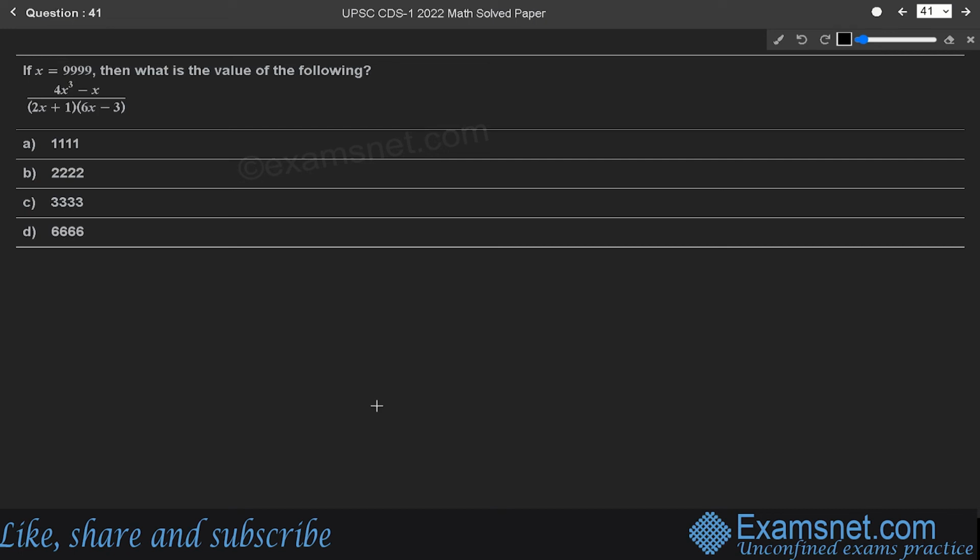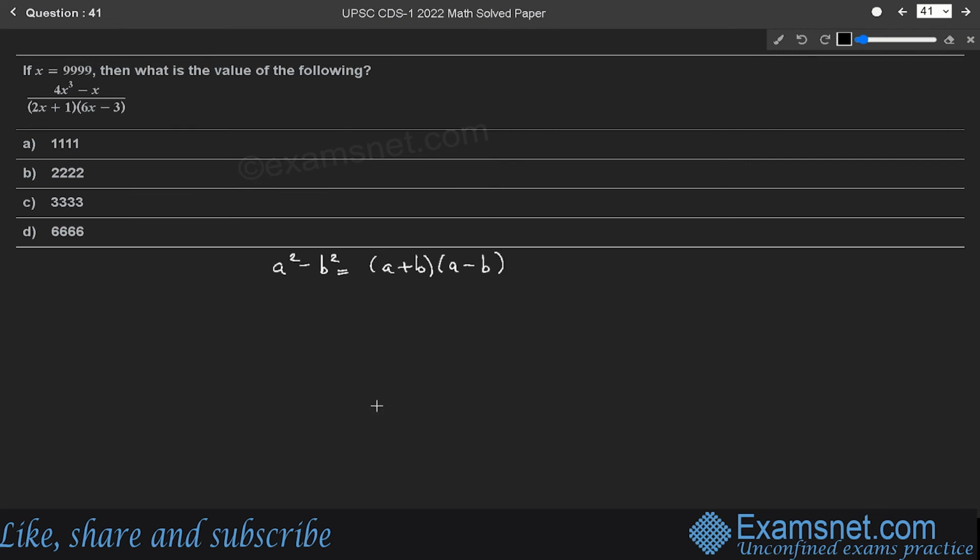Let's start this session. Here is a question. If x is equal to 9999, then what is the value of the following? 4x cube minus x upon 2x plus 1 into 6x minus 3. It is a very simple question, and this type of question comes from the quadratic equations part, in which we have to find the value for the variables. So we will use a basic formula here, which is a square minus b square is equal to a plus b into a minus b.